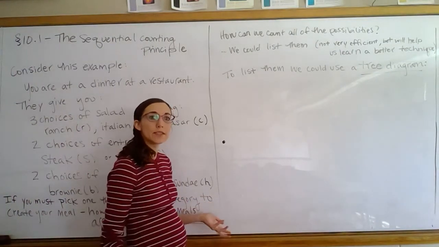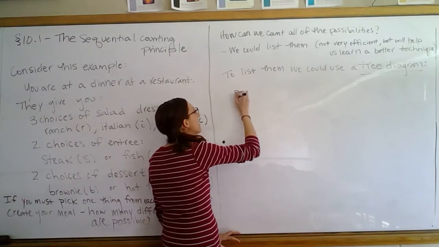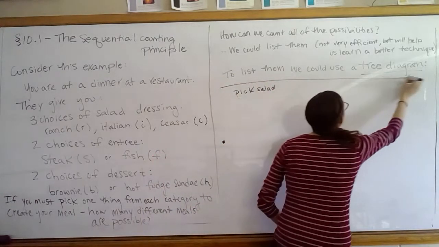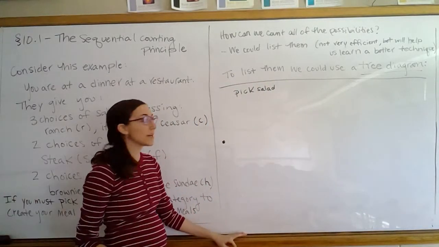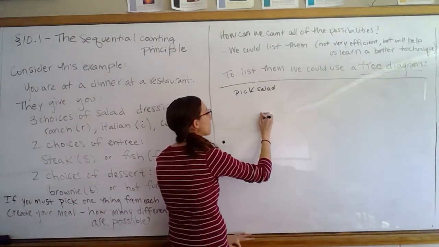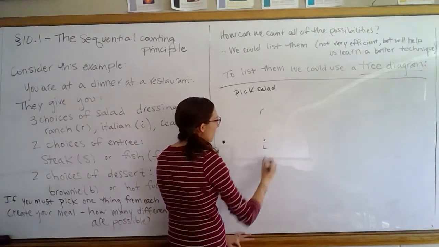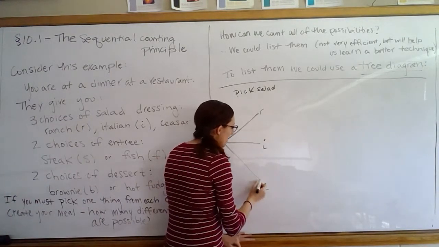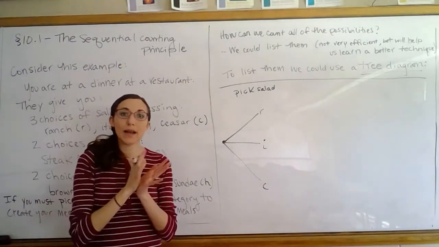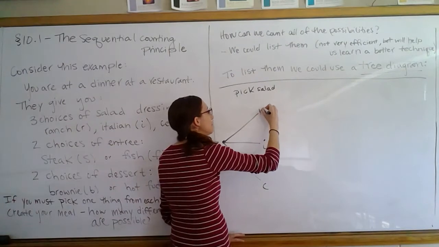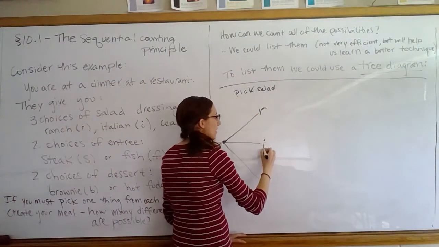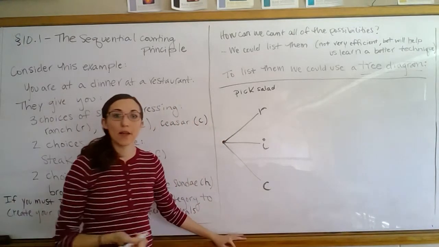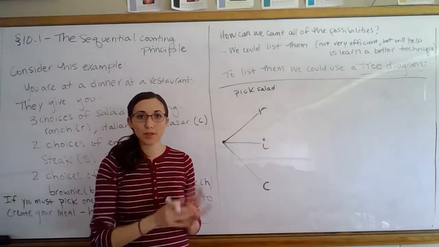The first thing I have to do is pick a salad. So let's label up here, pick salad. If we think about how we can pick a salad, there are 3 different ways to do it. I can pick ranch, Italian, or Caesar. From that start point, we're going to write those 3 possibilities, and then draw little branches that go out to each of them. I'll draw these a little darker so you can see them. So far, we've had 3 different choices, 3 different options. We branched off 3 times.